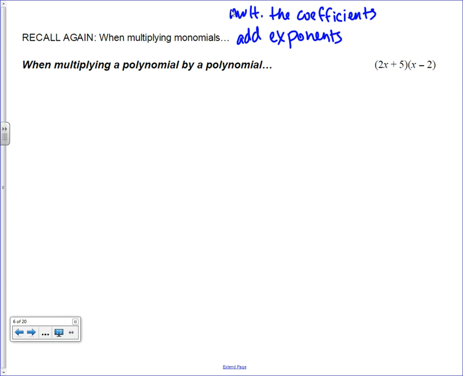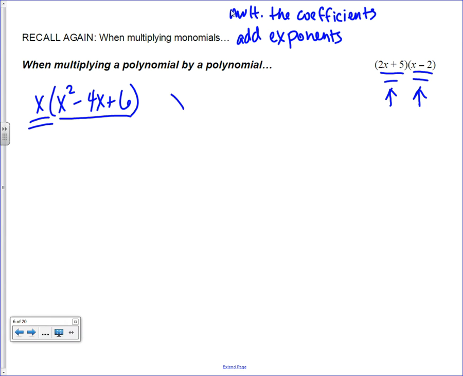Okay, so this time, instead of multiplying a monomial times a polynomial, now remember, and again, you don't need to write this, but I just want to show you again, this is a monomial times a polynomial. Now we're going to do a polynomial times a polynomial. And in this case, it's a binomial times a binomial because those things have two terms.